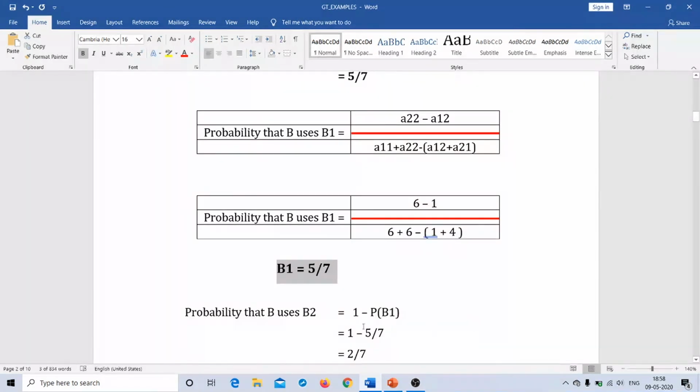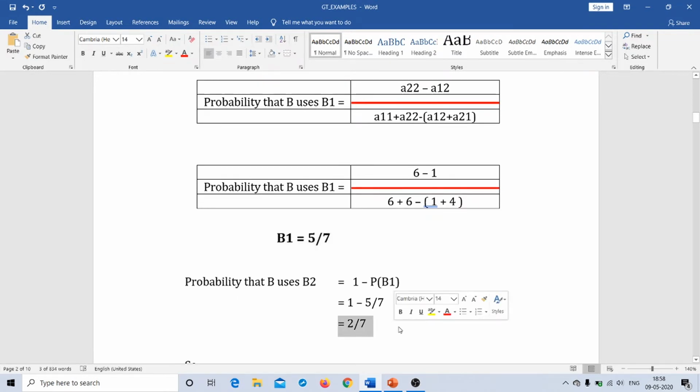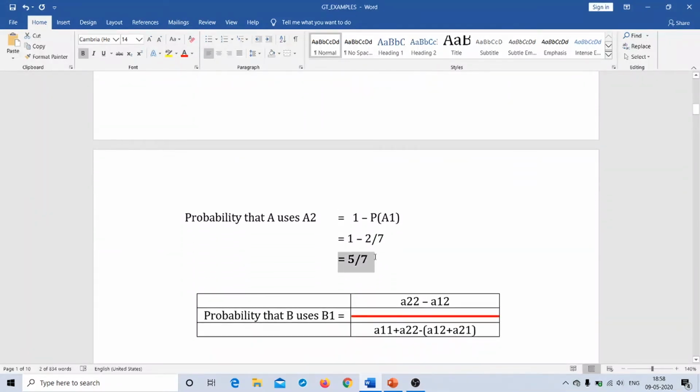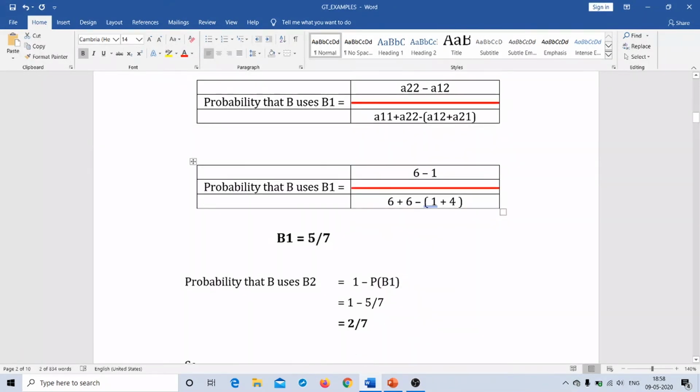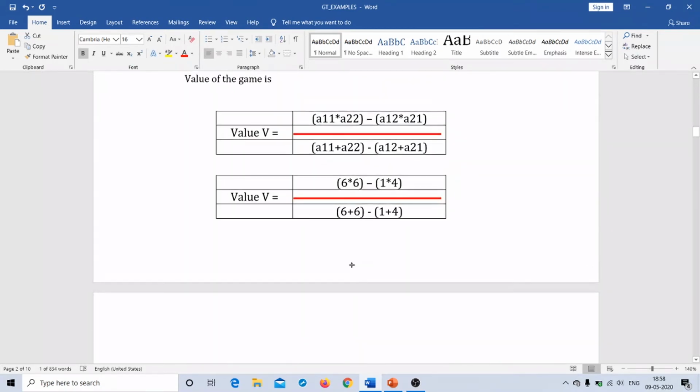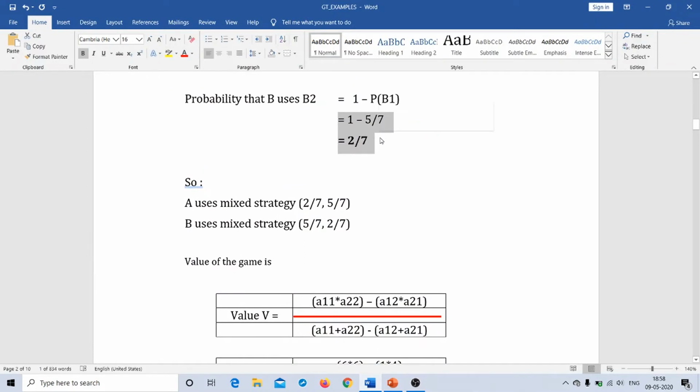And then I use the same formula, and I get the probability that B uses B2 as 2 by 7, right? So I have A1 as 2 by 7, A2 as 5 by 7. Similarly, I have B1 as 5 by 7, and B2 as 2 by 7. So A uses the mixed strategy 2 by 7 and 5 by 7, and B uses the mixed strategy 5 by 7 comma 2 by 7.